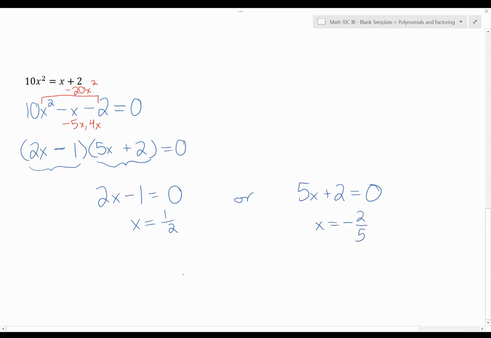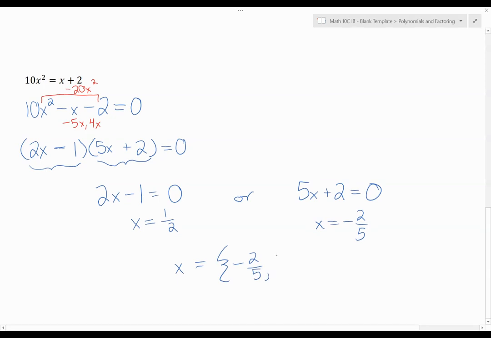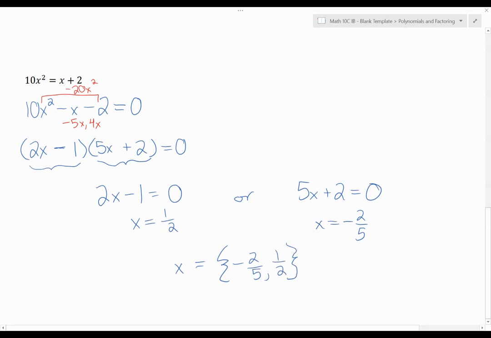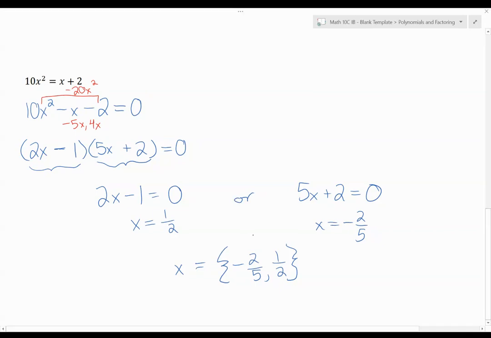And I will then express my answer as a set, negative 2/5 and 1/2. It's not both of these, so it's not 1/2 and negative 2/5. It can't be two different numbers at the same time, but it is either of these answers.